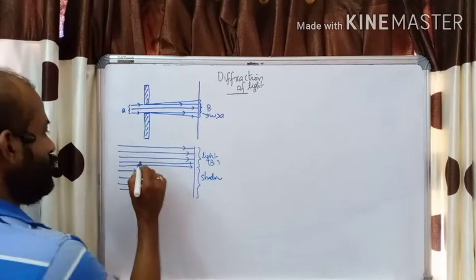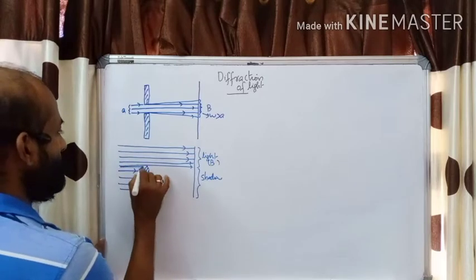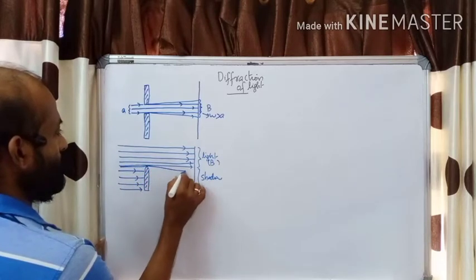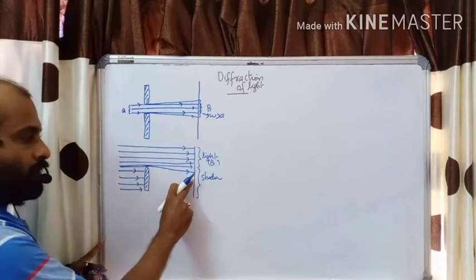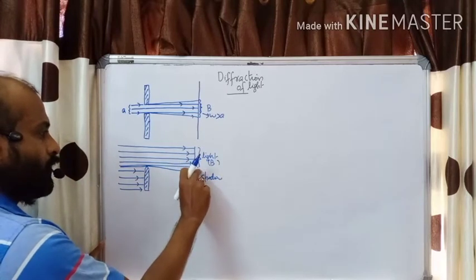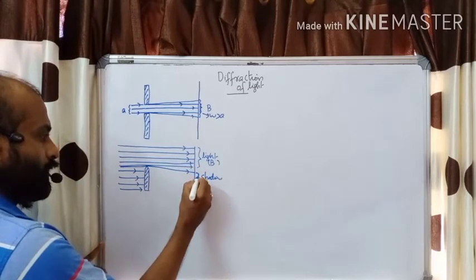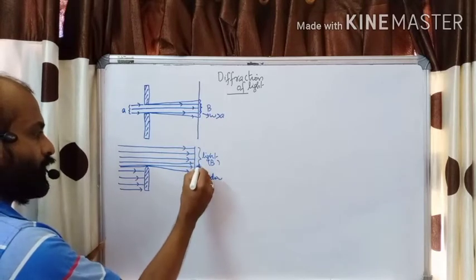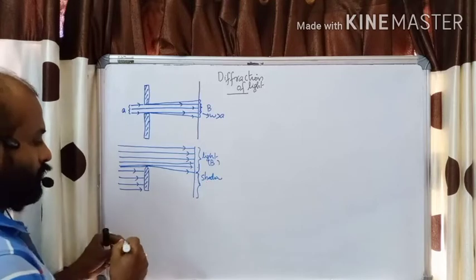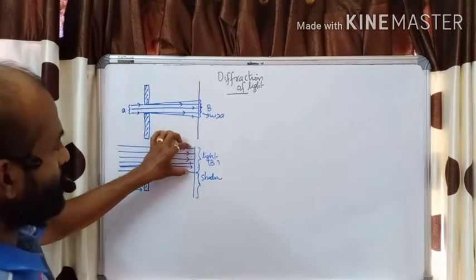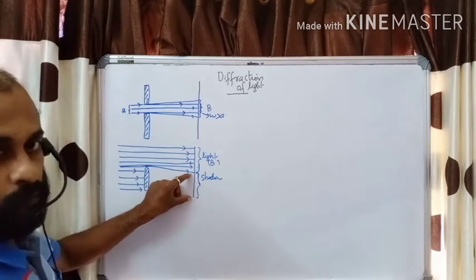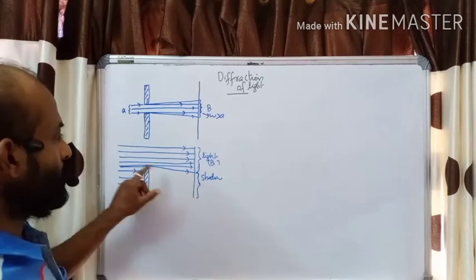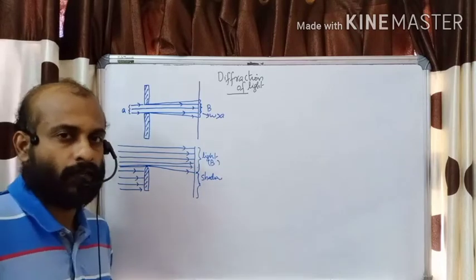Now actually what we observe is, a few light rays from here will bend like this, bend and enter this region. So the shadow region covers a slightly smaller area, but the lighted region is slightly extended like this. This region we have a lighted portion, this portion we have a shadow. So this happens due to diffraction of light.